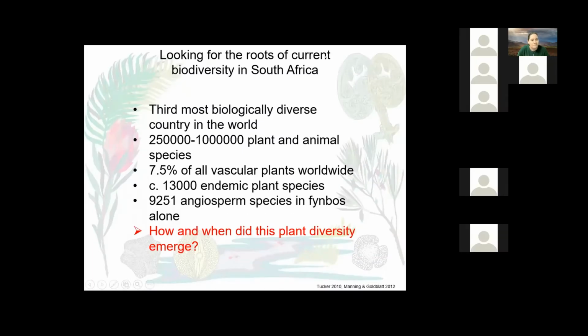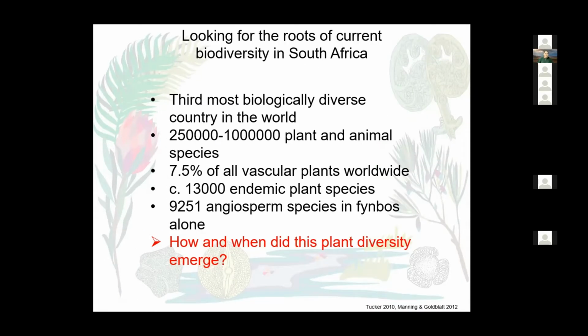So, of course, the starting point for us is to understand and to look at the roots of the current biodiversity in South Africa. It's always interesting to see that when you compare all nations in the world, number 3, the bronze medal, goes to South Africa for the 3rd most biologically diverse country in the world, with probably close to 1 million plant and animal species. Of course, the actual number is not known, but 7.5% of all vascular plants worldwide occur in Southern Africa, with more than 13,000 endemic plant species. And of course, as we know, the fynbos biome plays a very special role here with more than 9,200 angiosperm species. And what we always want to know is how and when did this plant diversity actually emerge?